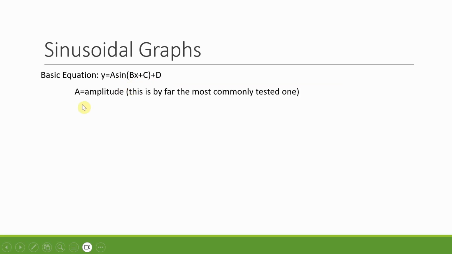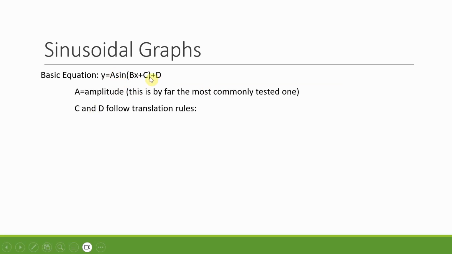So let's begin with A. That's the amplitude. It's the easiest one and by far the most commonly tested. It's just whatever number is in front of the sine or the cosine, that's the amplitude. And usually that's all they ask: what's the amplitude? Just find this number and that's your answer. Very quick, very easy. Again, if you don't see a number in front of the sine, it's 1.